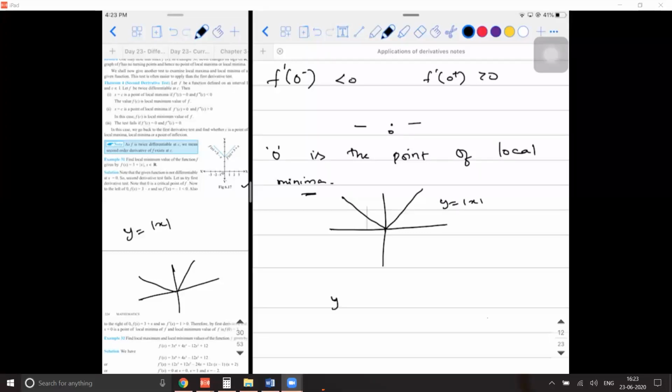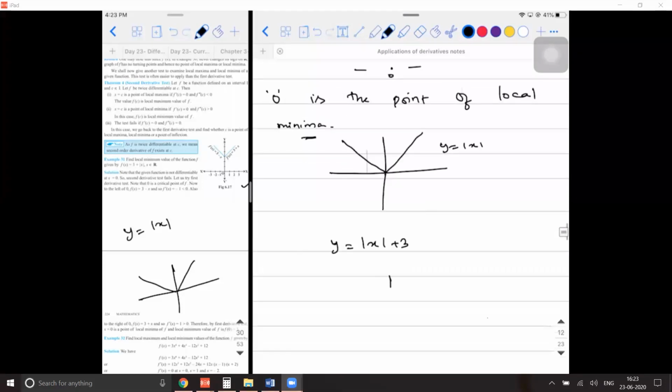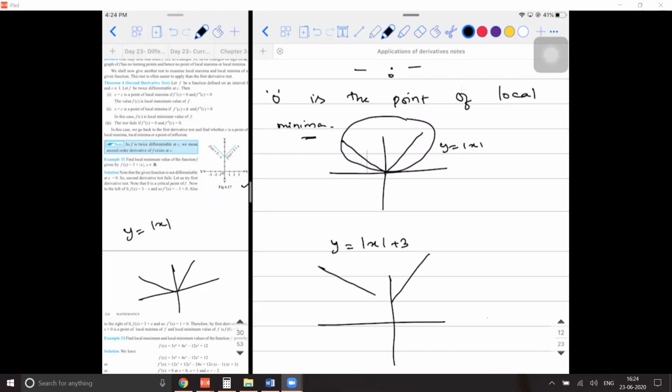But what is my function given? It's given as mod of x plus 3, or 3 plus mod x, however you want you can take. So when you have mod x plus 3, you need to shift the whole shape in the upward direction by 3 units. Are you able to understand? So this is the graph for mod x plus 3.